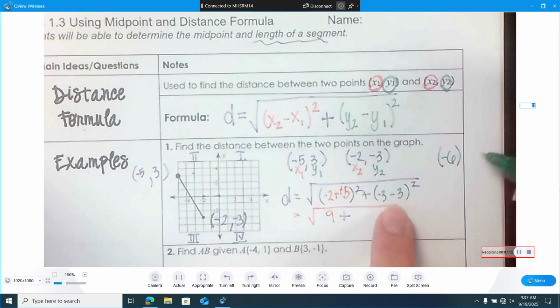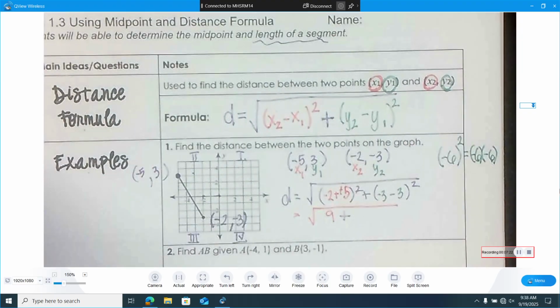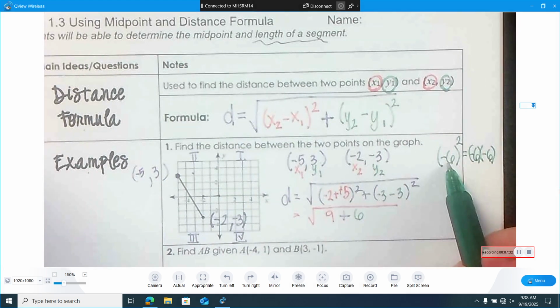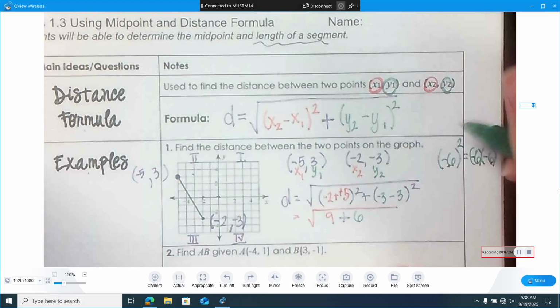Negative 6 is inside parentheses, and we're squaring it, which means it's really negative 6 times negative 6. Everything in parentheses is being repeated 2 times. So it's always going to be positive here, okay? So this is the most common algebra mistake.